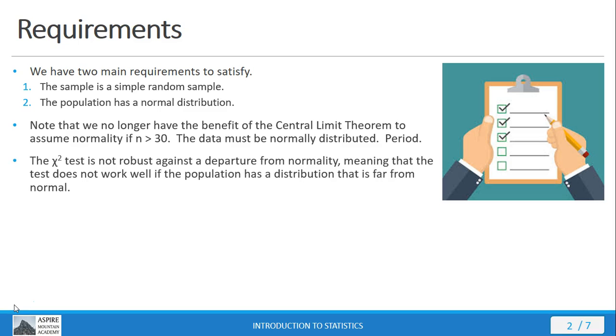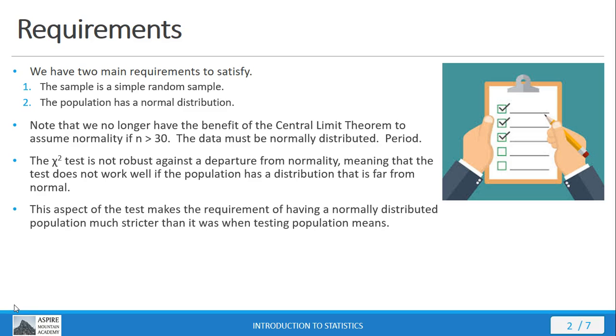The reason for this is that the chi-square test statistic is not robust against departures from normality. Basically, all that means is that, in order for the test to work well, you've got to have a normal distribution. So it's going to be a pretty strictly enforced requirement here. This test isn't going to work too well if you don't have a normal distribution to start with.